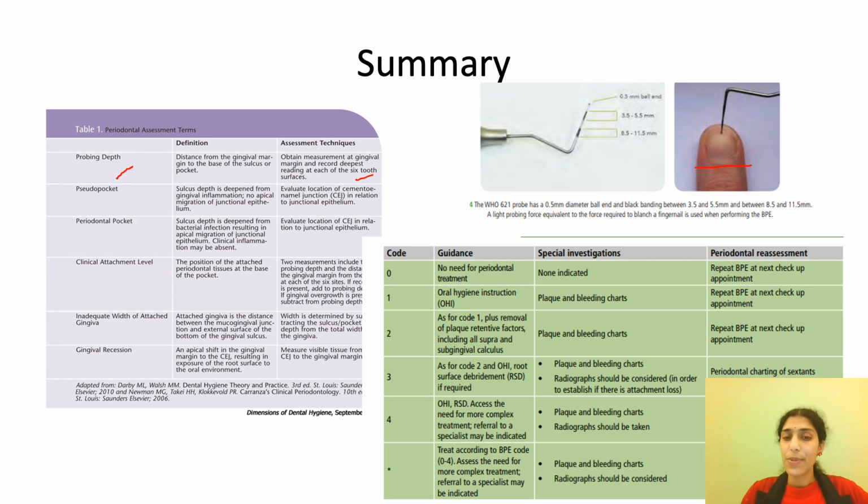Okay, so this is also a summary of the periodontal BPE. When you do BPE, what investigations are required, and what assessment and follow-up should be done, it is all given in this sheet. You can go through it as a summary of the lecture today.